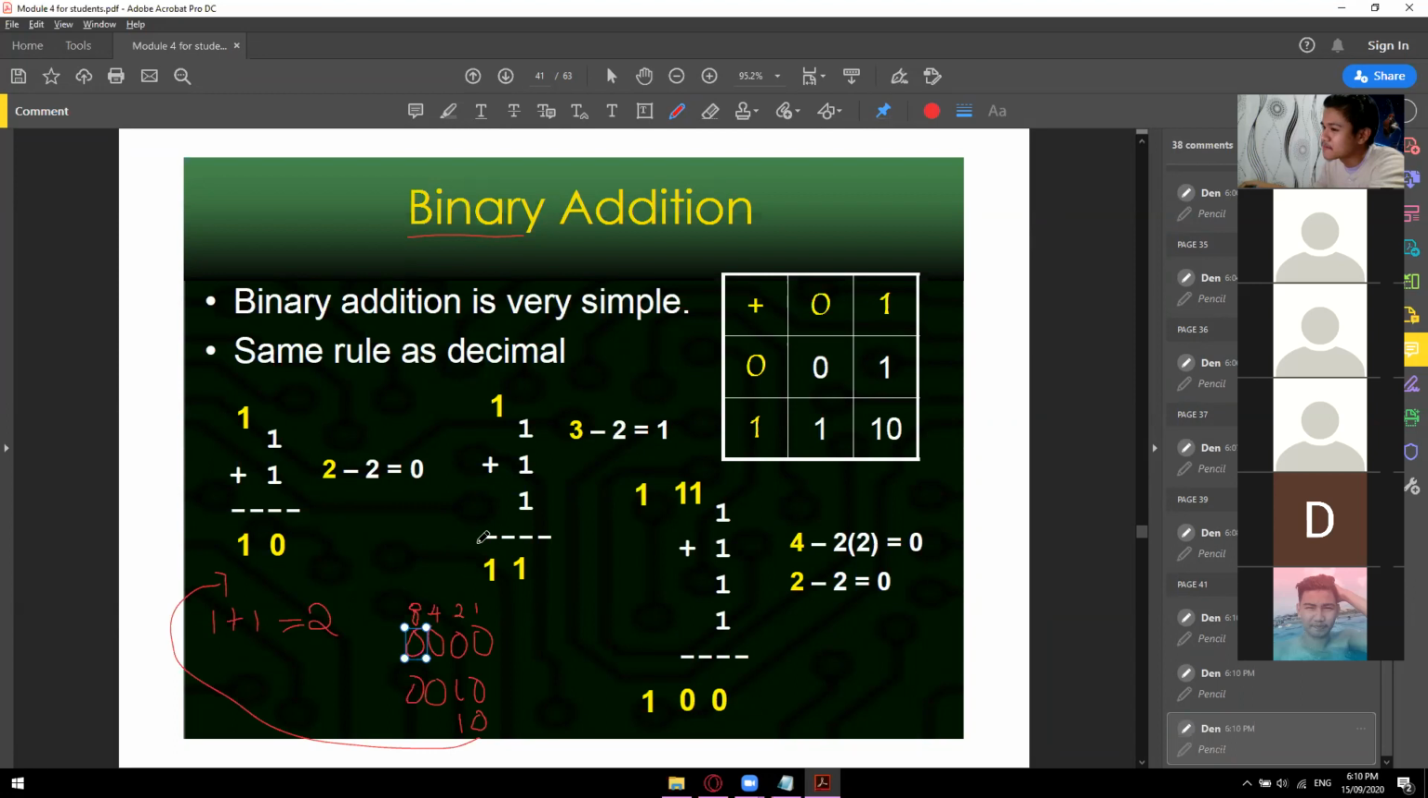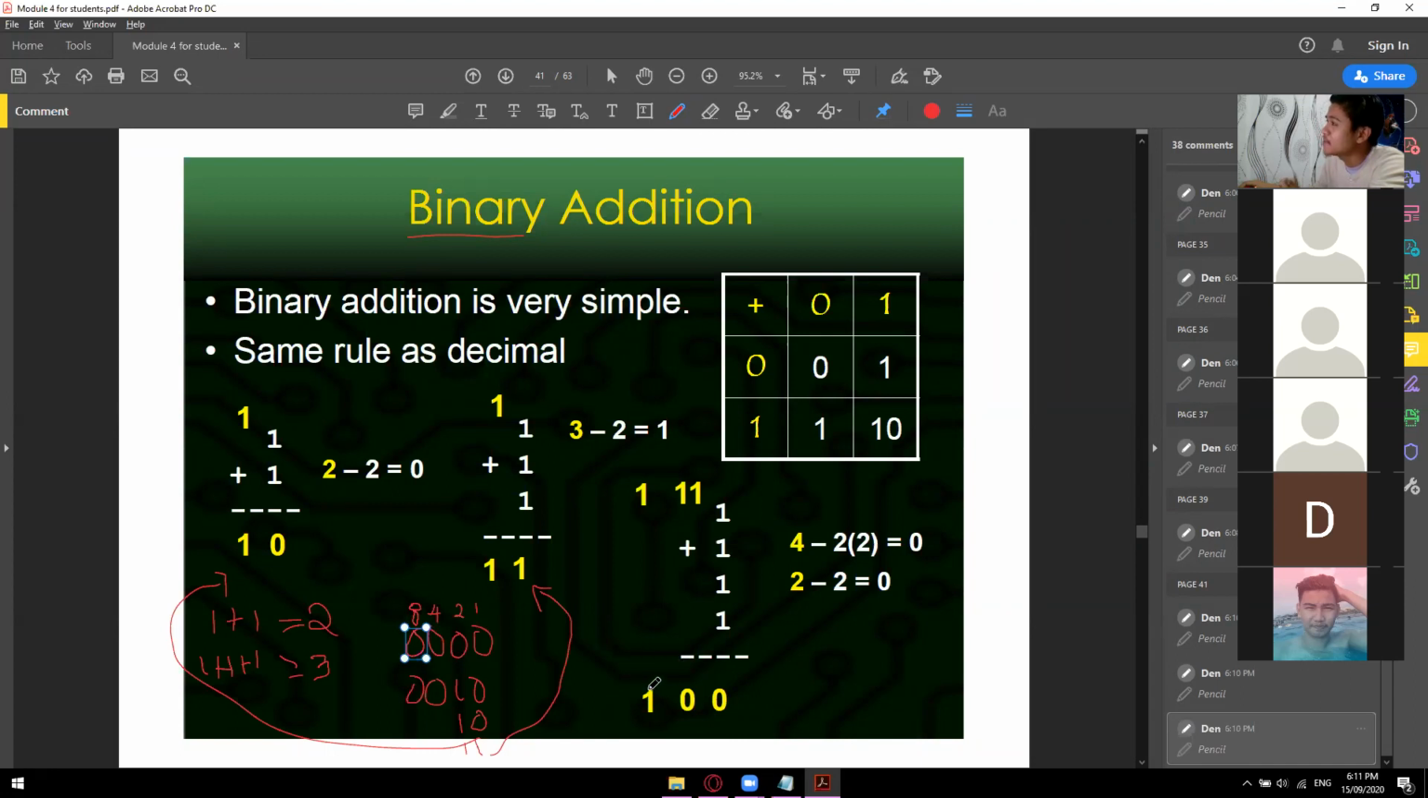Okay? So the same with this one. 1 plus 1 plus 1 is 3. So in here, we need 0, 0, 1, 1. That's why we have a result of 11. Okay. So same with this one. 1 plus 1 plus 1 plus 1 is 4. So dito, ang kailangan natin activate is ito. So 1, 0, 0. Having a result of 100.